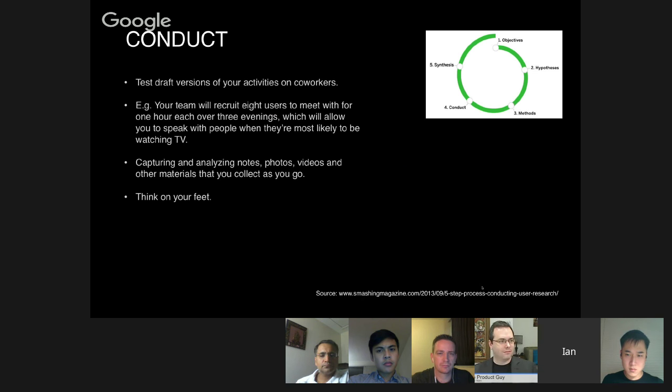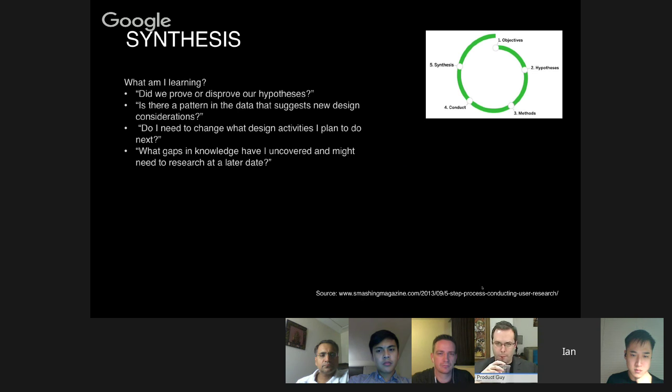When you're collecting your hypotheses, get them from as many people on the team as possible, and involve them in the process of setting the goals and share the outcome with them. The outcome, the synthesis, is taking a chance to look at what you've learned and put that into a report, and then even keeping track of what you still don't know. So the gaps in knowledge that you might have uncovered and you need to research in greater detail later on.